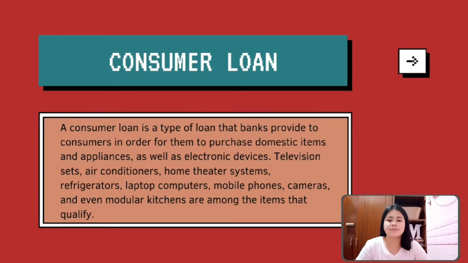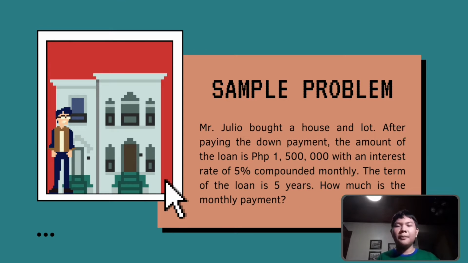A consumer loan is a type of loan that banks provide to consumers in order for them to purchase domestic items and appliances as well as electronic devices. Television sets, air conditioners, home theater systems, refrigerators, laptop computers, mobile phones, cameras, and even modular kitchens are among the items that qualify.